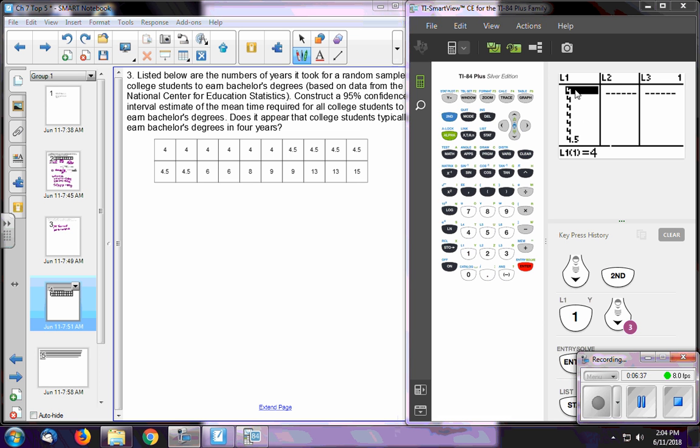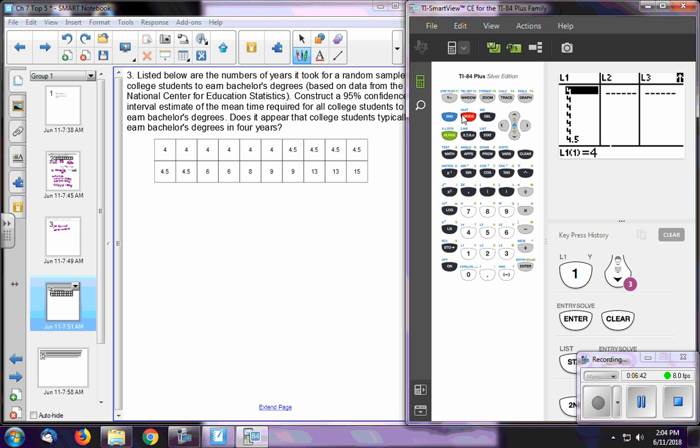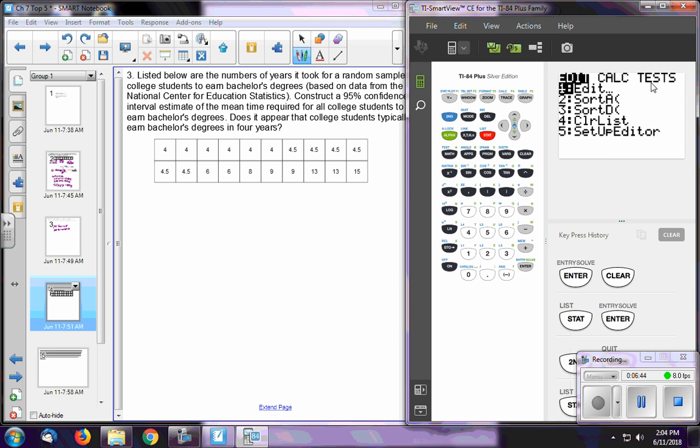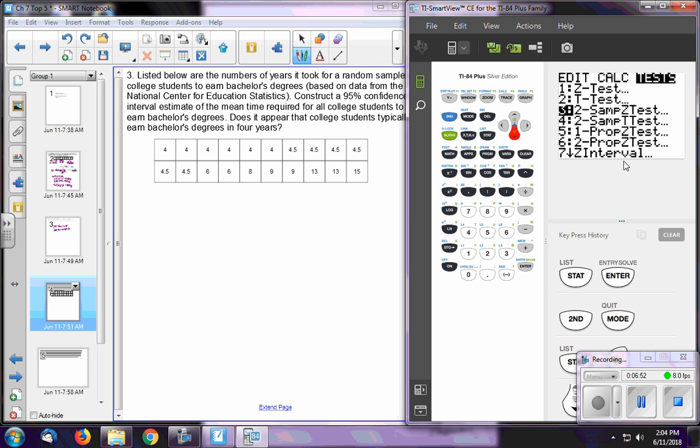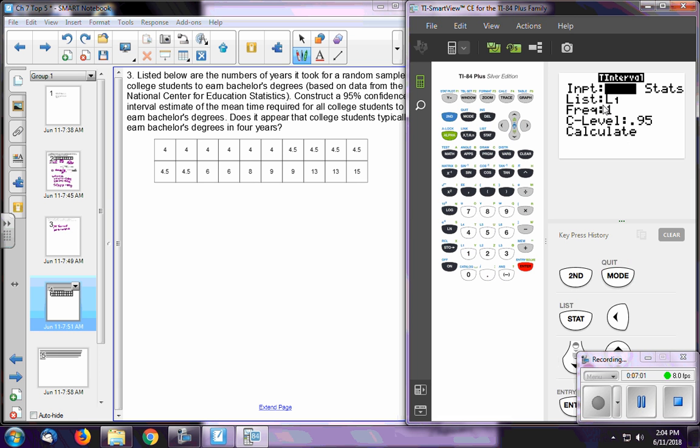Now that we've gone in and entered our set of data into our list, we're going to go back to our main screen, and in the stat menu over under tests, you're going to find the t-interval function. You have to scroll down a bit for this one. So this option right here is number 8. We have our data in list 1, so we're going to highlight data, tell it our data is in list 1. Frequency, leave that as 1. It's a placeholder in this case. We do not have a frequency distribution.